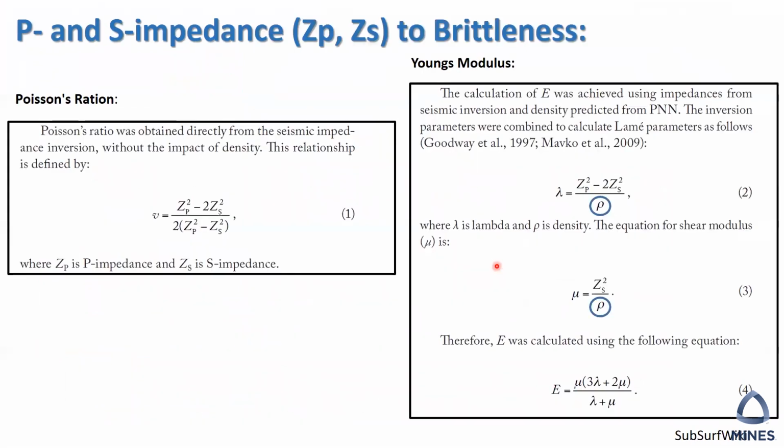So if we look at the equations, I can get P impedance and S impedance. Instead of IP in this particular publication, it's ZP, and instead of IS, it's ZS, but that's P impedance and S impedance. And I can convert those impedances to lambda, mu, and moduluses using these formulas.